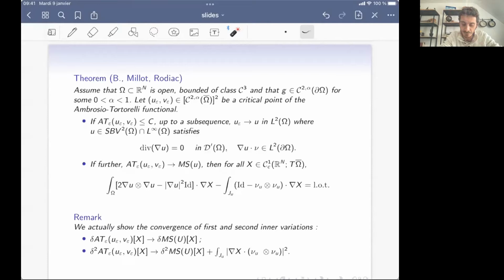Our result is actually a little bit stronger. We prove the convergence of the first inner variation of the Ambrosio-Tortorelli functional to the first inner variation of the Mumford-Shah functional, as well as the second order inner variation. I didn't write down explicitly the expression of the second inner variation because it takes several lines. It is a nightmare to write, but our method also allows us to pass to the limit in the second inner variation. I think I passed my 2 minutes. I stop here and thank you for your attention.